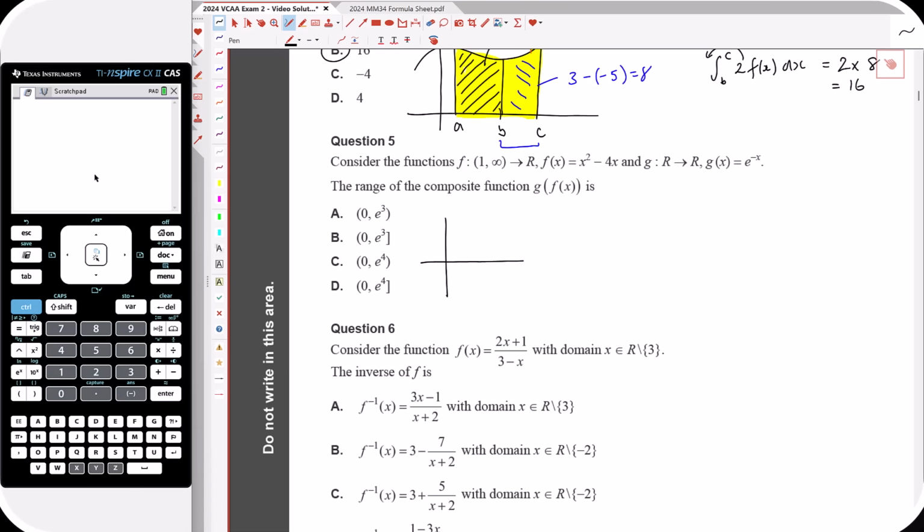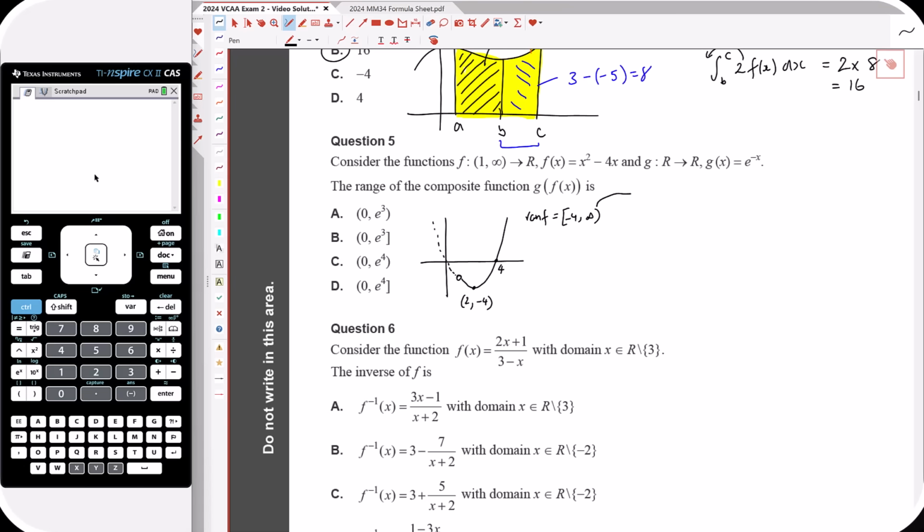The domain from 1 to infinity means that we're starting the function before its turning point. So hollow circle, and then we have the turning point at 2. When x equals 2, that'll be 4 minus 8, so -4, and then the other x-intercept at 4. So that's essentially what we've got for f. So the range of f is -4 to infinity.